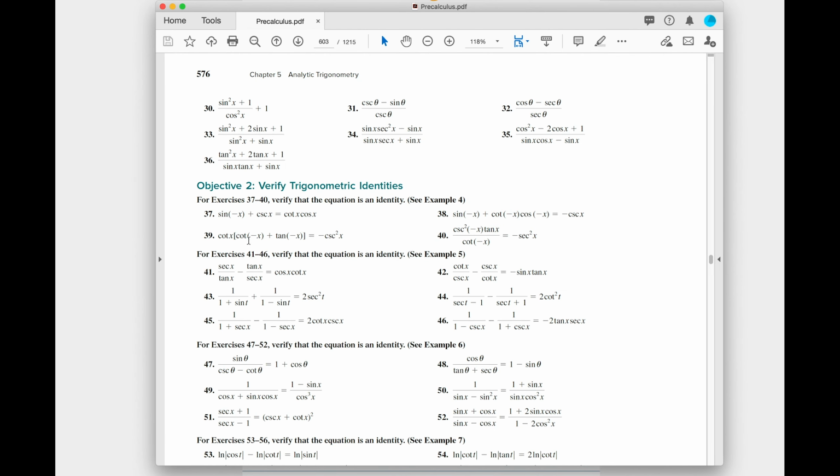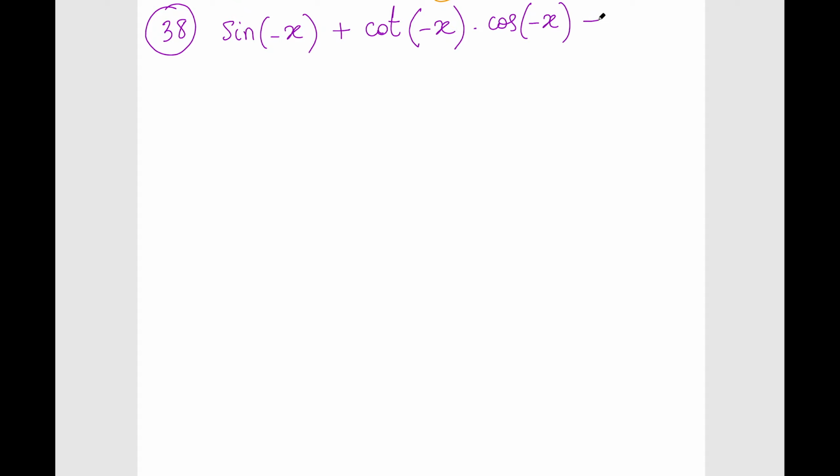Okay, all right, let's choose a problem. Let's do 38. So this is still on the same page. Sine of negative x plus cotangent of negative x times cosine of negative x is equal to negative cosecant of x. Okay, let's zoom in a little bit. So this was number 38, as we said. Sine of negative x plus cotangent of negative x times cosine of negative x. I want to verify that the two sides are the same. This is what I want, right?